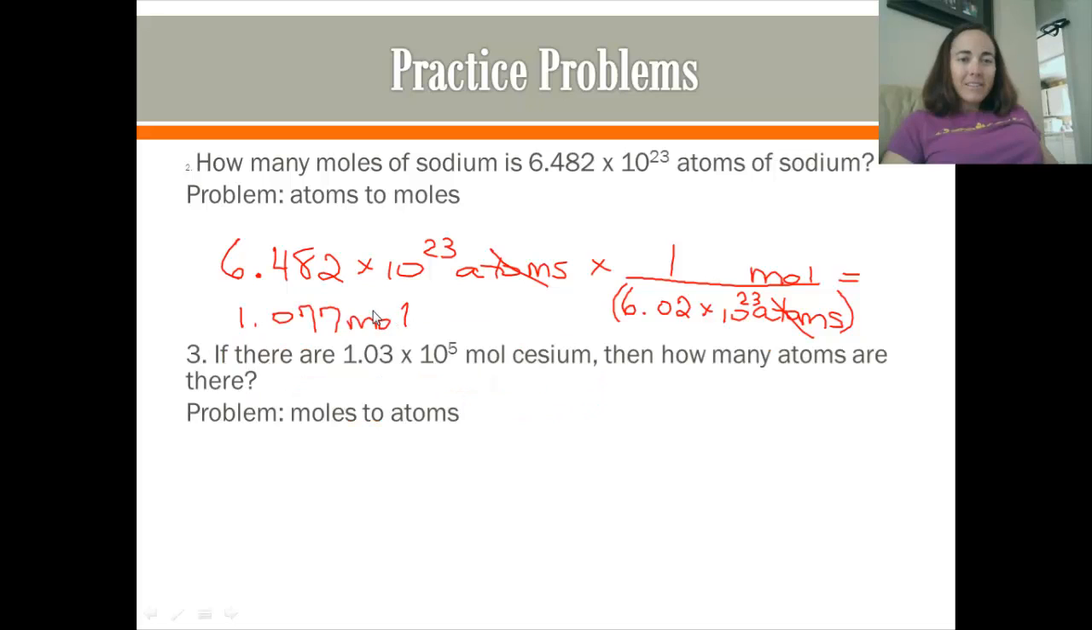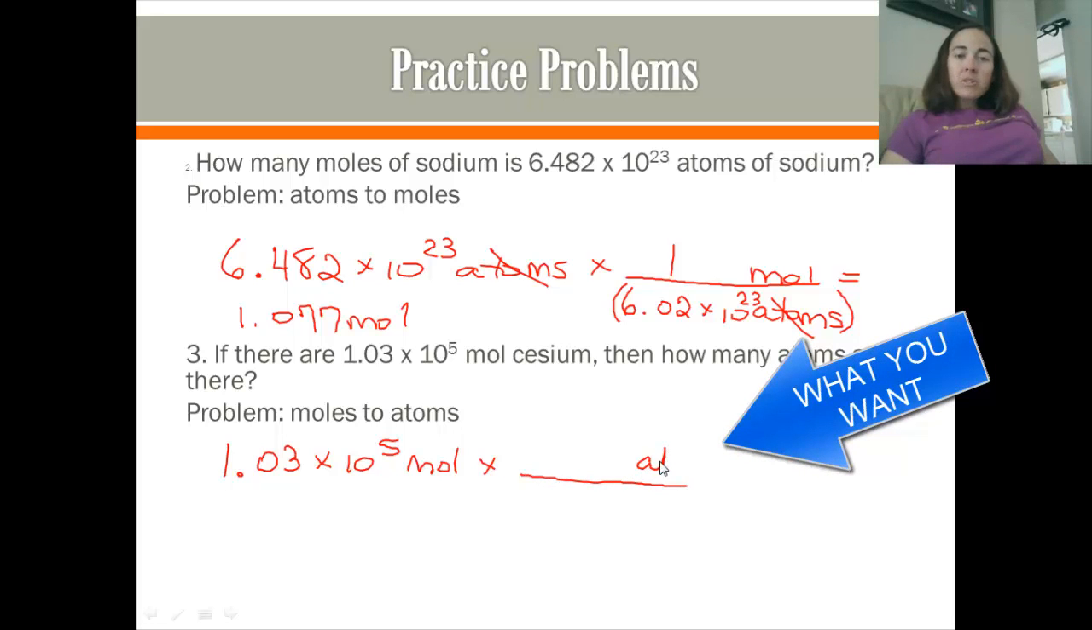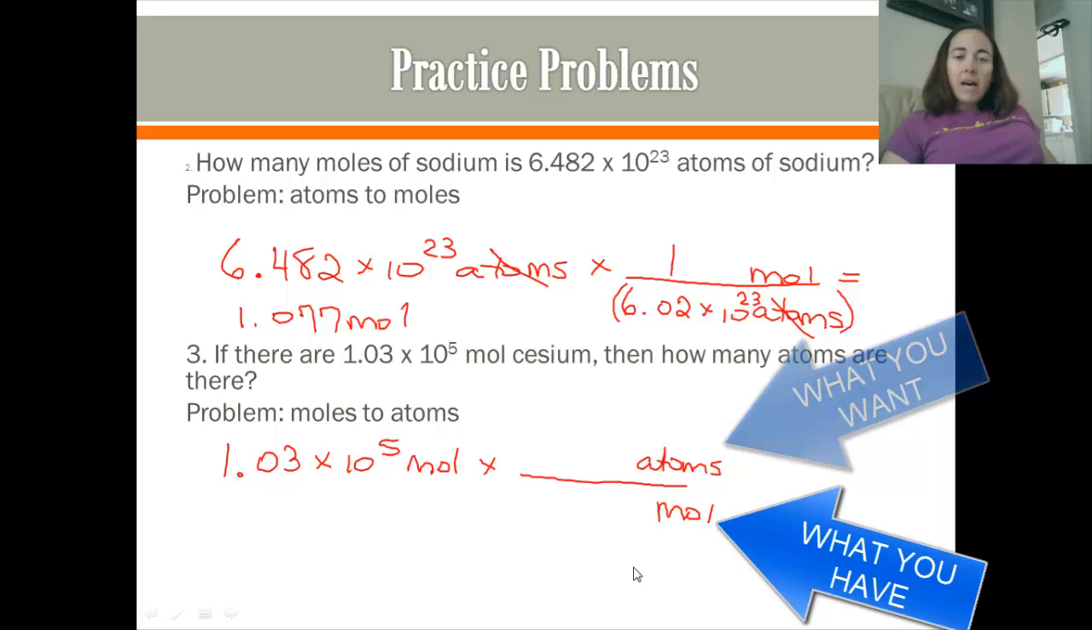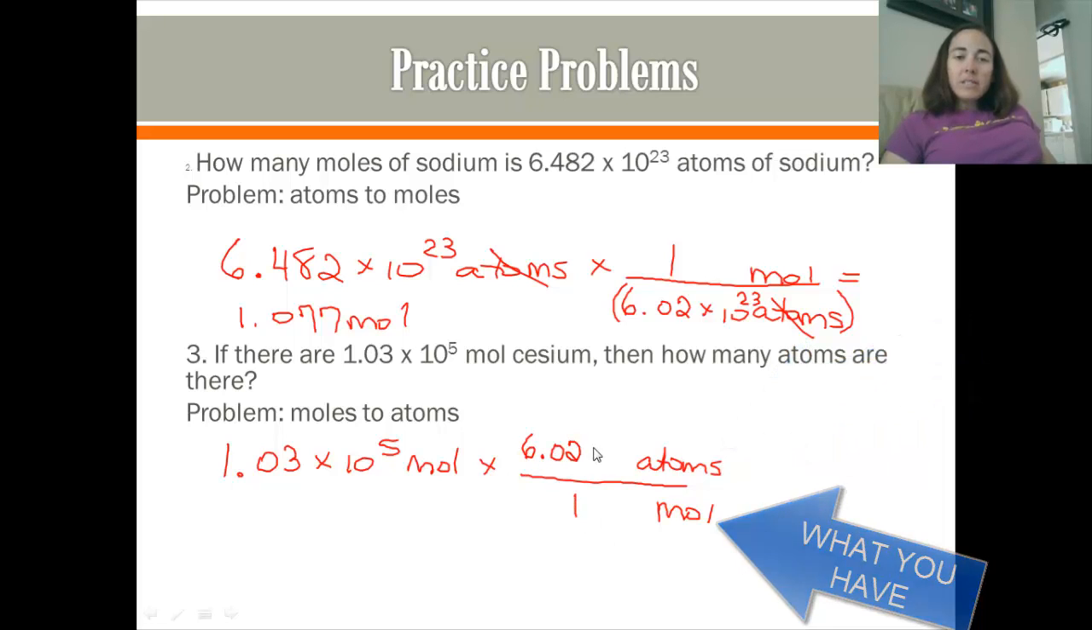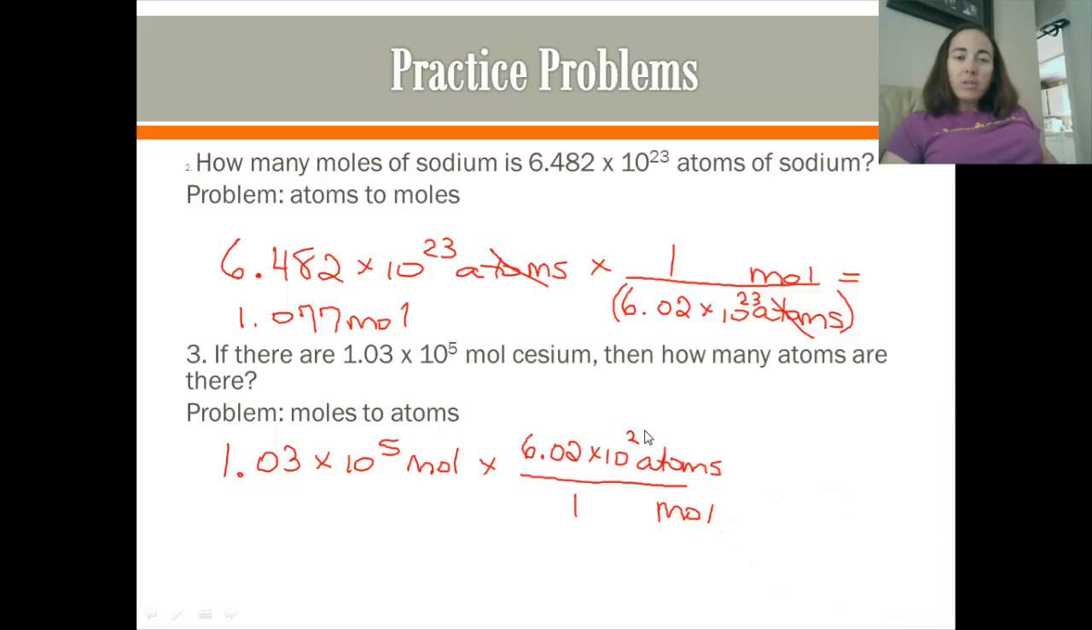Let's keep going. Okay, so now let's write our given here. 1.03 times 10 to the 5th moles of cesium. And I'm trying to get it to atoms. So this time I need atoms on top, and I'm going to put moles on the bottom. The conversion is 1 mole is 6.02 times 10 to the 23rd atoms. Okay, so moles cancels with moles, and I'm going to multiply straight across here.